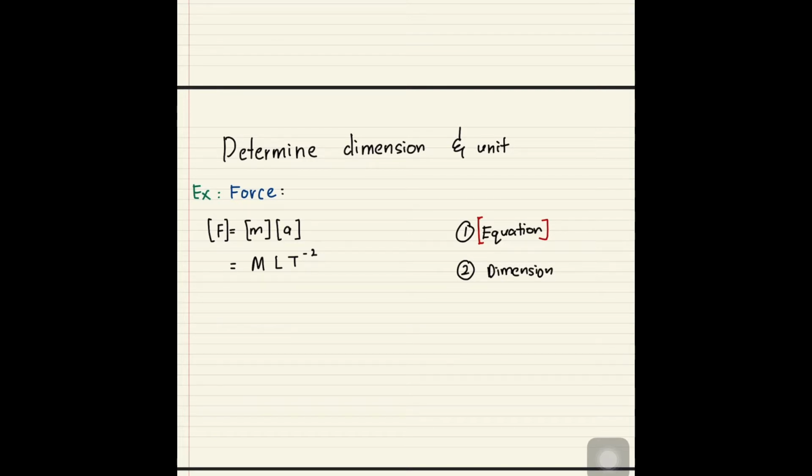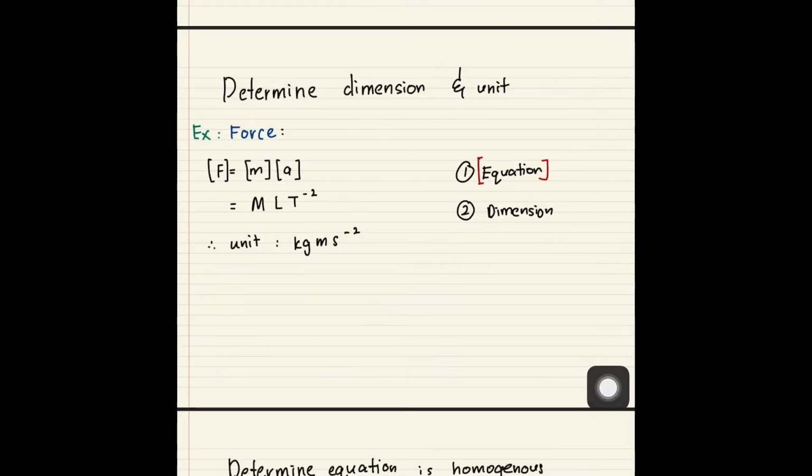If the question asks you to find the dimension, you can leave it like this. If they ask you to find the unit, then you can write down, so therefore, the unit would be kilogram meter second minus 2. Okay, remember, if you write anything before the dimension, you need to put square brackets.